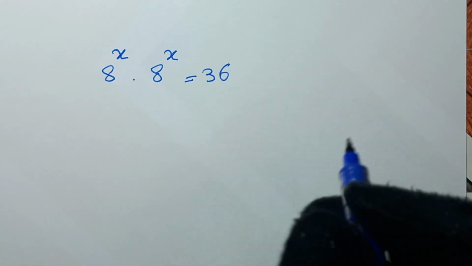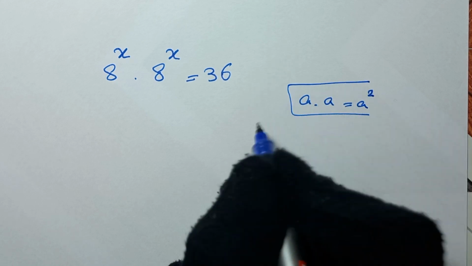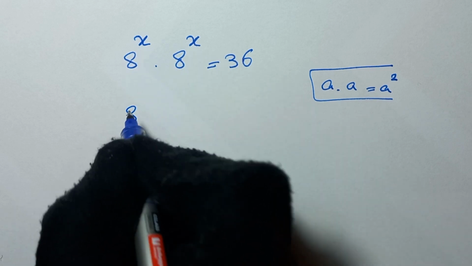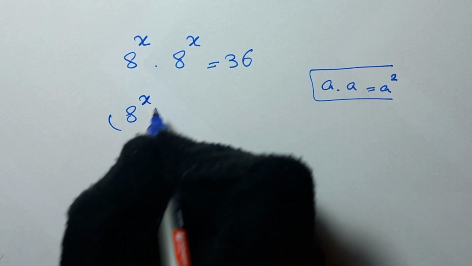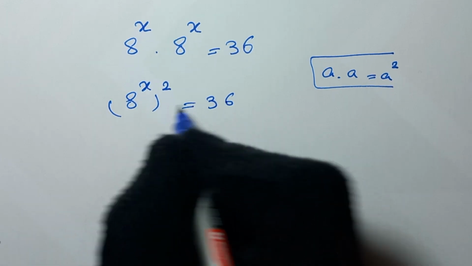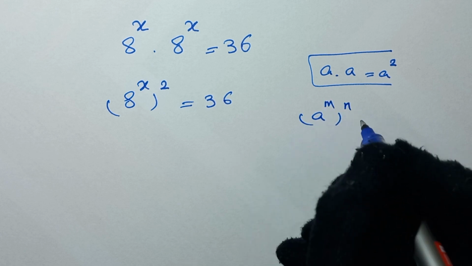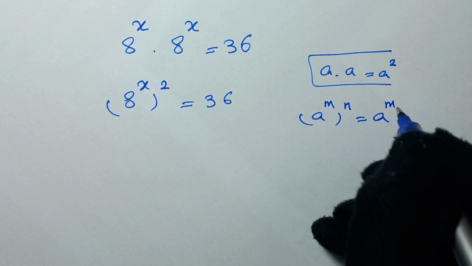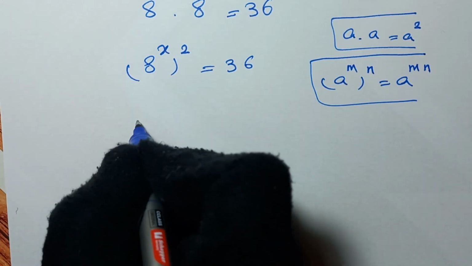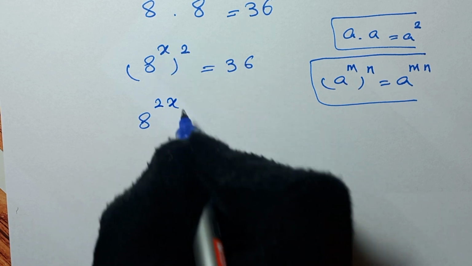In the first step, as you know, a times a is equal to a squared, right? So here we have 8 to the power of x times 8 to the power of x, and it will be 8 to the power of x, to the power of 2, is equal to 36. And here, as you know, if we have a to the power of m to the power of n, this is equal to a to the power of mn. So here it will be 8 to the power of 2x, it will be 2x is equal to 36.